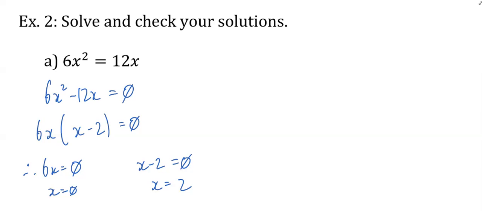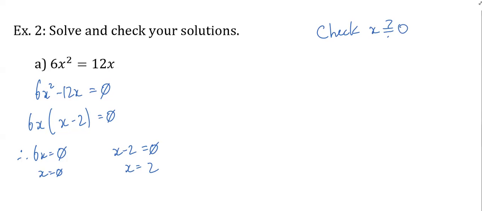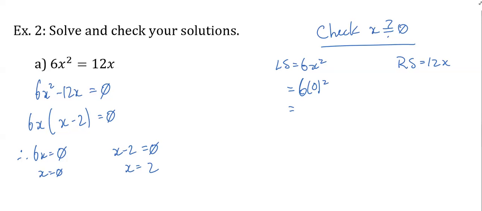Okay, and now we're going to do a check. What do I have to check? I have to check both solutions. The check is a little bit annoying, I guess, because it's just extra work. Like you've got to do it twice. So I'm going to check x equals 0 first. How do we do a formal check? Left side, 6x squared. Right side, 12x. Sub 0 in on both sides. 0 squared, 0. 6 times 0, 0. 12 times 0, 0.